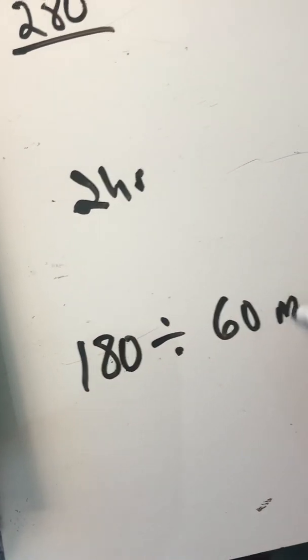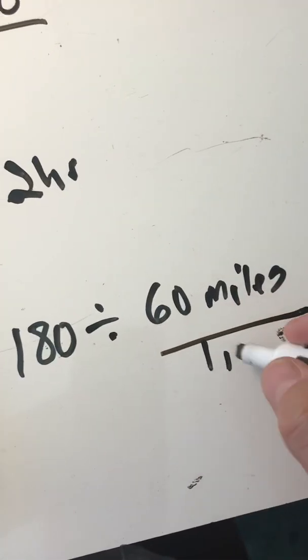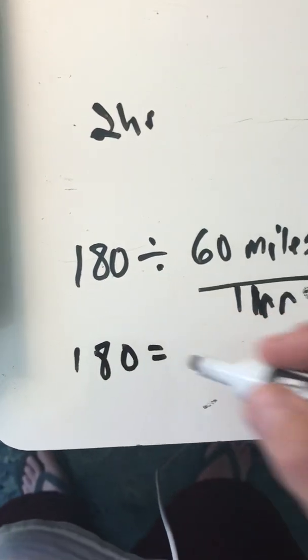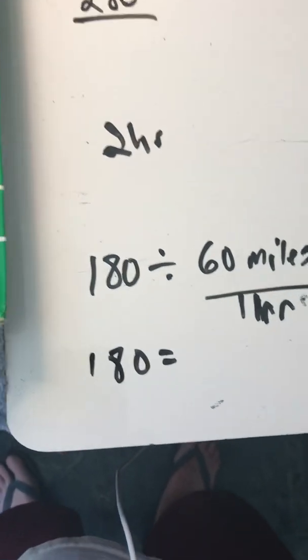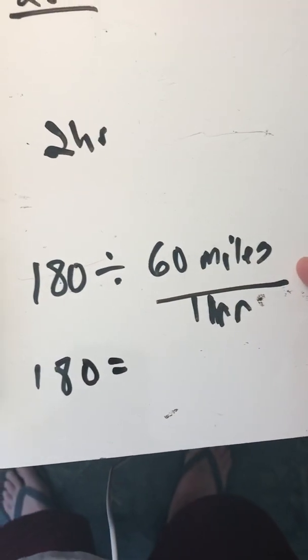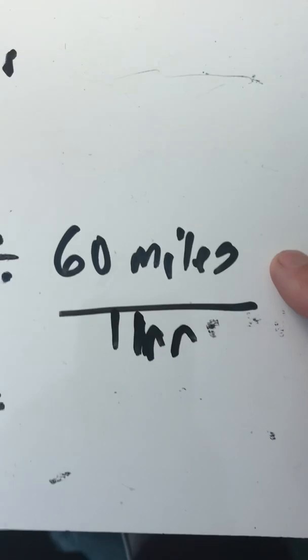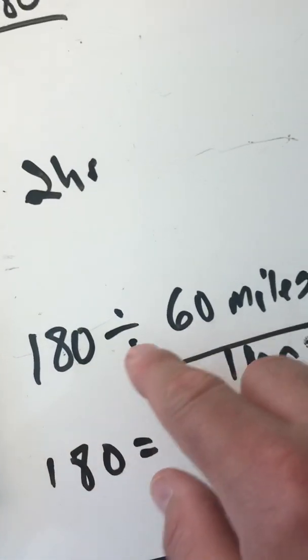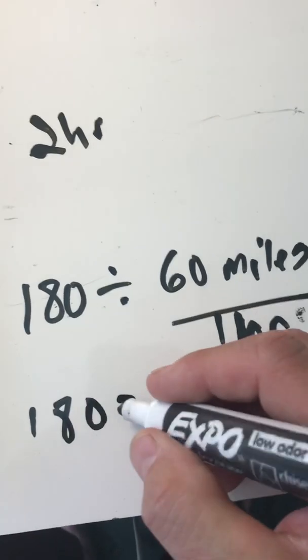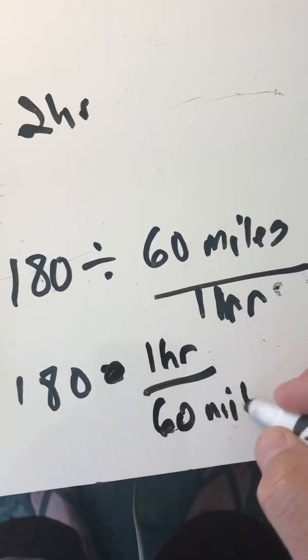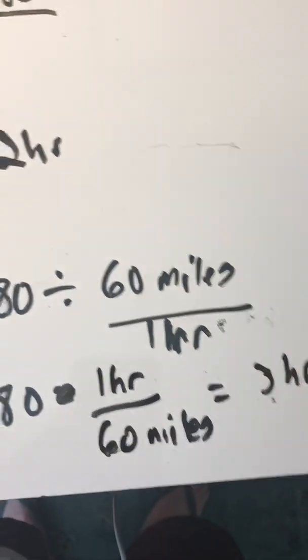Well, 180 divided by 60 miles per hour. You flip this one and multiply, because if you want time, it's distance over rate, right? Distance divided by rate. Time equals distance divided by rate. Distance, 180 miles, divided by the rate, 60 miles per hour. So you're going to multiply this times 1 hour over 60 miles, and you get 3 hours.